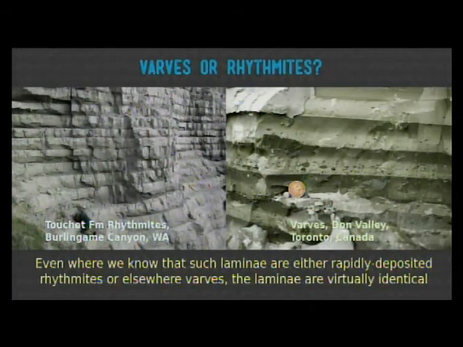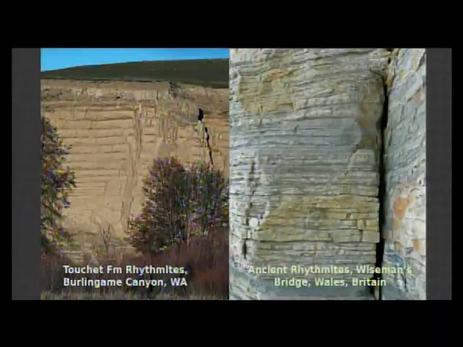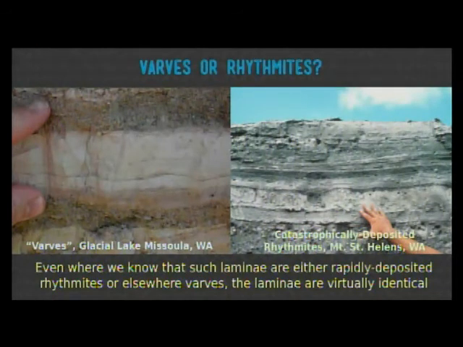But what about the rhythmites issue? On the left, we know that these were rhythmites. On the right, they're called varves. Can you see the difference? They're virtually identical. Here we see the rhythmites in Burlingame Canyon on the left. On the right, we see ancient rhythmites in rocks in Wales, in Britain. On the left, we see so-called varves in glacial Lake Missoula. On the right, we see catastrophically deposited rhythmites at Mount St. Helens. See the similarity?